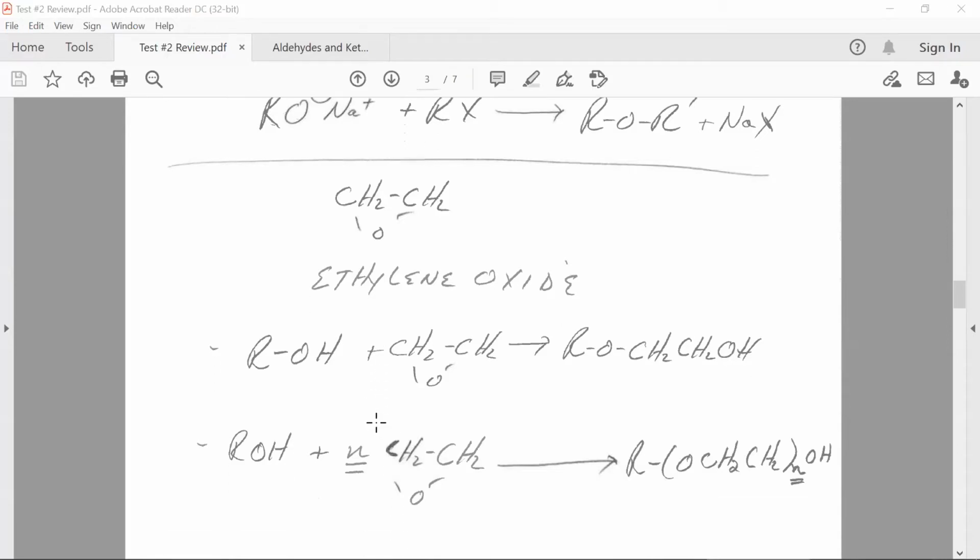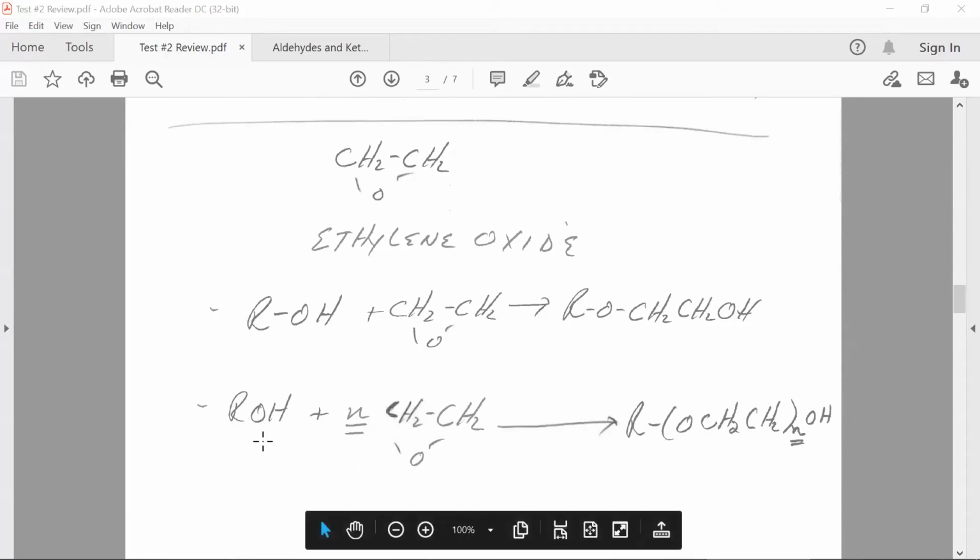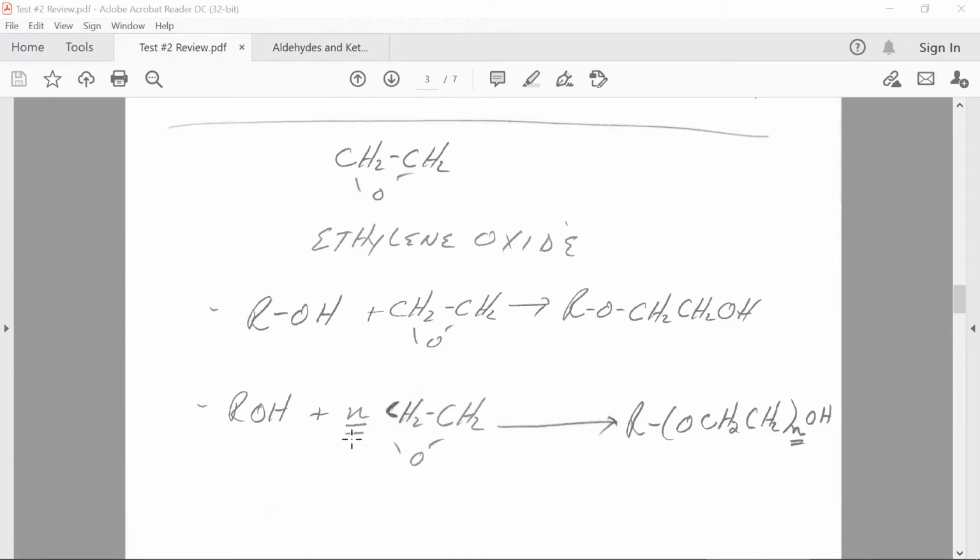If you react N moles of ethylene oxide, you get the following: a poly, meaning many, ether alcohol. And we use brackets to have this repeating unit, and how many moles N of ethylene oxide you react with the alcohol determines what N is, outside of the bracket. Now, a common mistake students make is they put the hydroxyl group inside. Wrong. Still wrong. Don't do that, please.